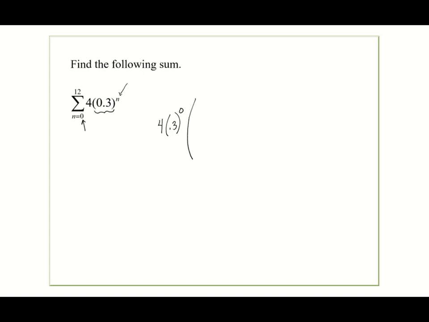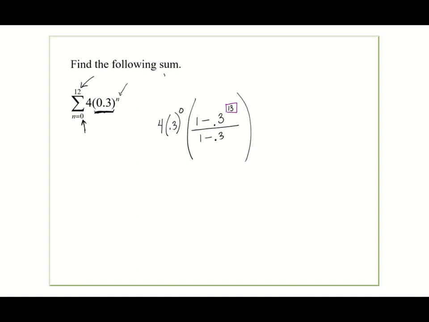Then I'm going to do 1 minus r. I know my value of r is my number being raised to the power, so it's going to be 0.3. And then the number I fill in up here for my exponent is the number of terms that I'm trying to find the sum of. If I'm starting at 0 and going all the way to 12, I know that I'm finding the sum of 13 terms. And then this is divided by 1 minus r again, so 1 minus 0.3.